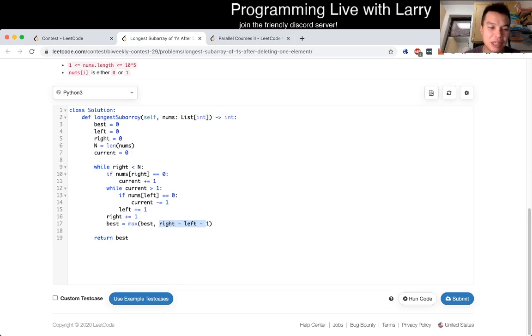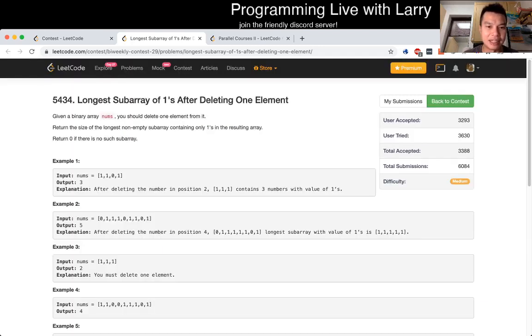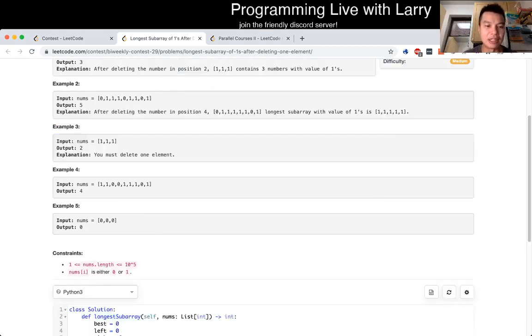And here we keep track of the fact that current, which is the current number of zeros, has to be at most 1. Because if it's 2, then it violates this condition. And why is it at most 1? Because if it's 1, then that's the number you delete. If it's 0, you just delete any one because there's no 0. So that's the reasoning.